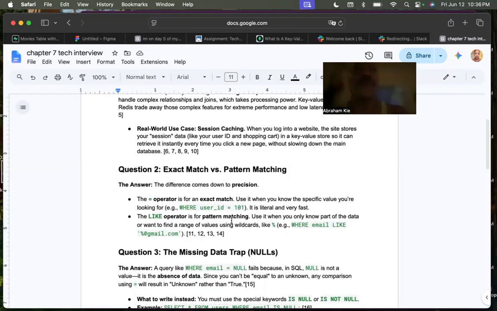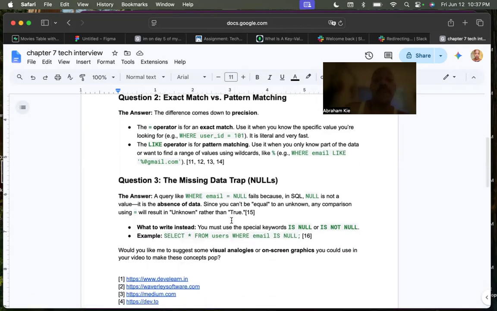So the equals operator, once again, is the exact match. There are no ifs, ands, or whats. Like I said before, the LIKE command in SQL is just what it says, data that's similar to each other, but not exactly what you're looking for. So that's pattern matching. That is the difference between exact match versus pattern matching. Okay, keep it moving here.